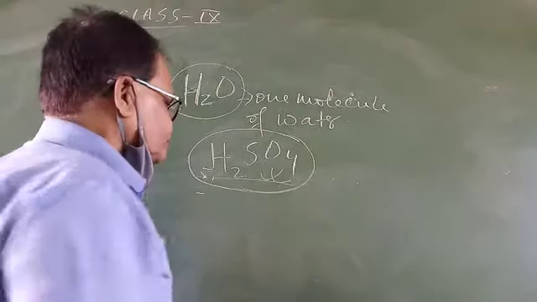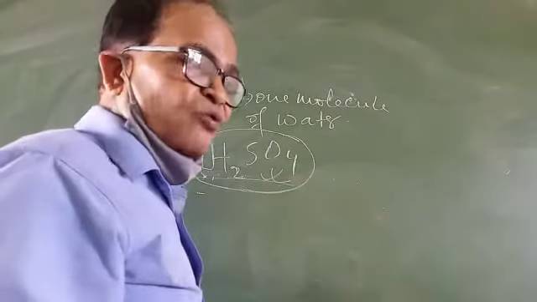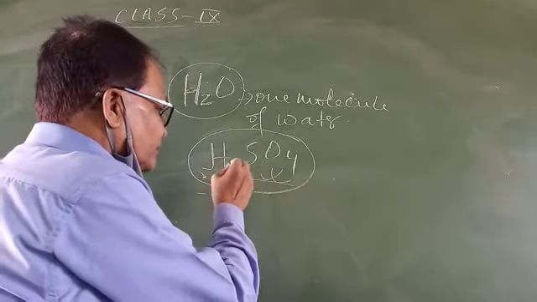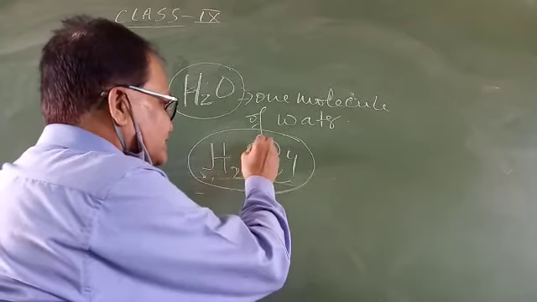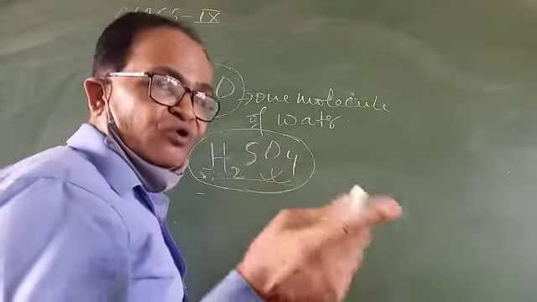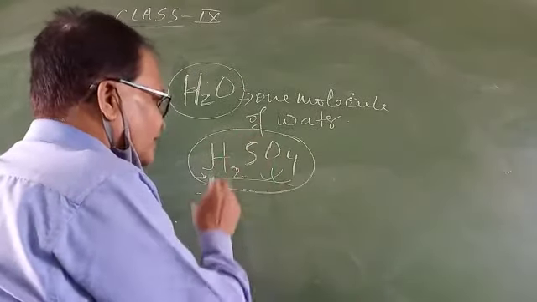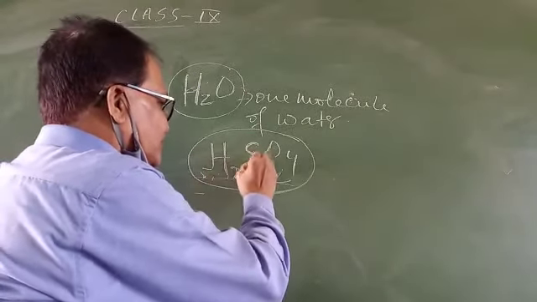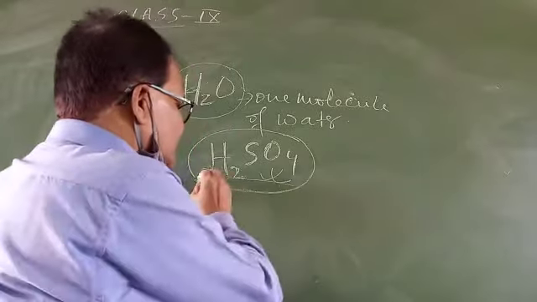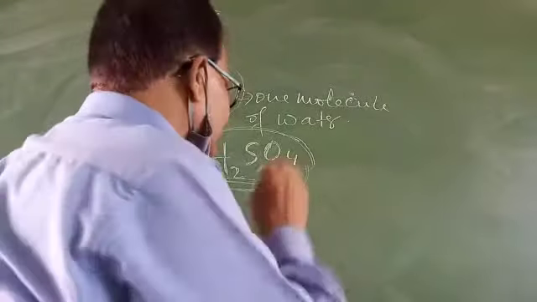Here one thing, the numeral written with the symbol tells us about the number of atoms of that element. Here 2 means 2 atoms of hydrogen, S means 1 atom of sulfur, and O4 means 4 atoms of oxygen. It means when 2 hydrogen atoms, 1 sulfur atom and 4 oxygen atoms combine, then they form H2SO4, a molecule of sulfuric acid.